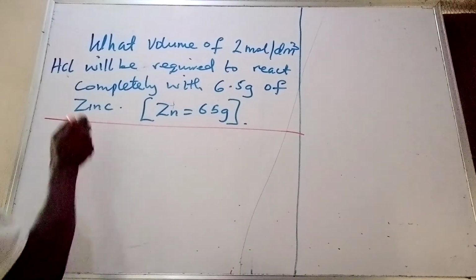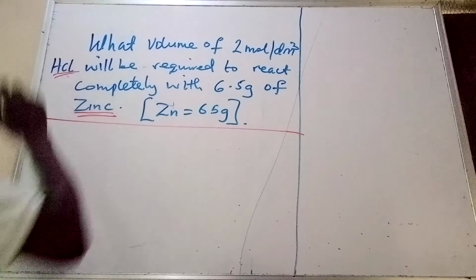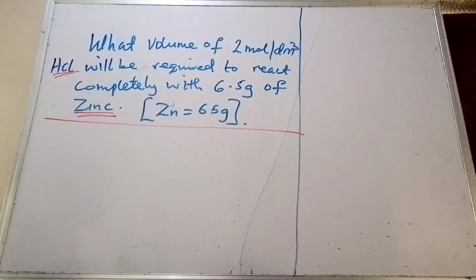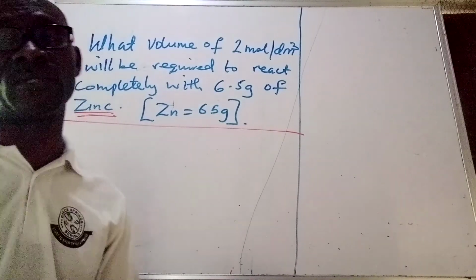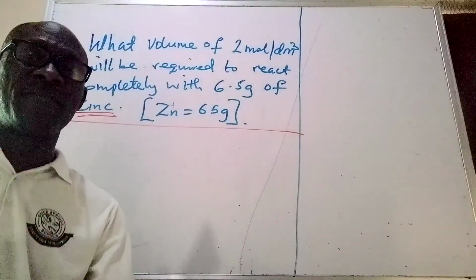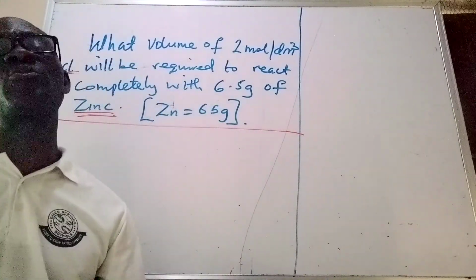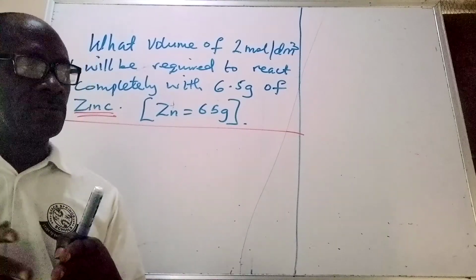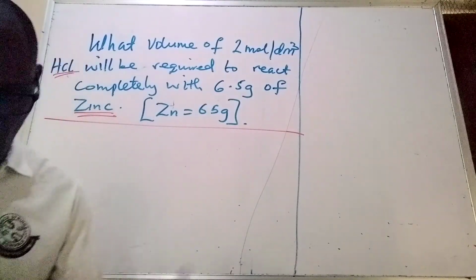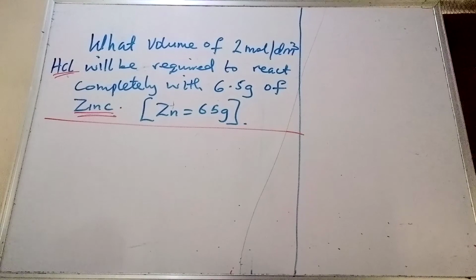zinc and HCl. Do not forget, it's one of the common knowledge in chemistry that when a metal which is higher than hydrogen in the series reacts with an acid, then hydrogen gas will be what? Liberated. Okay? So take note of that.